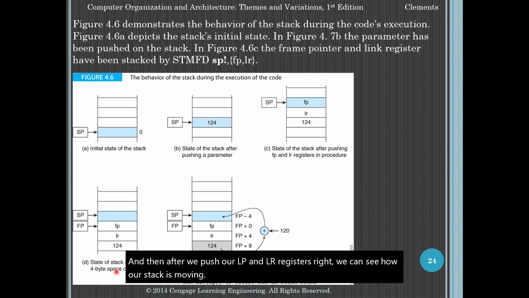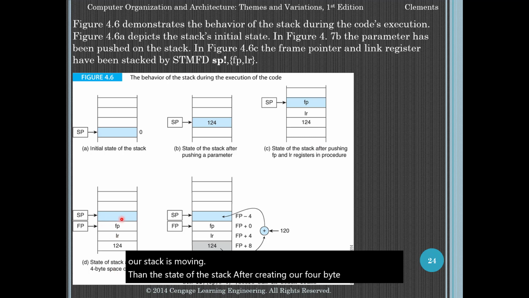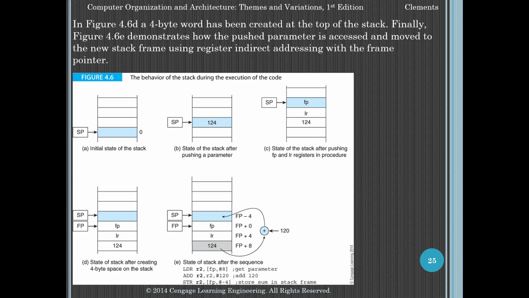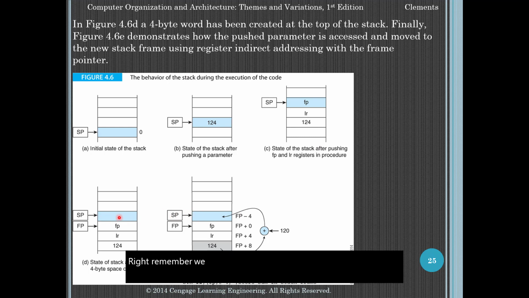Then the state of the stack after creating our 4-byte space. So it moves that stack pointer up 1, but the frame pointer stays where it's at. And then after we do our sequence, right, the LDR, add, and store. Right, and remember we create this 4-byte word at the top of the stack.